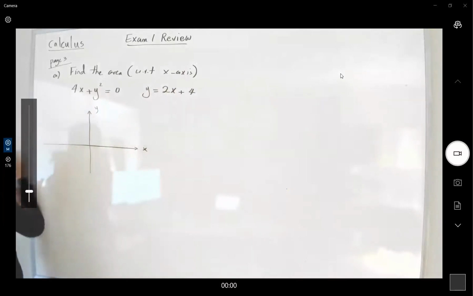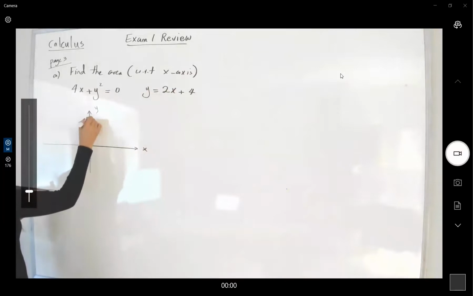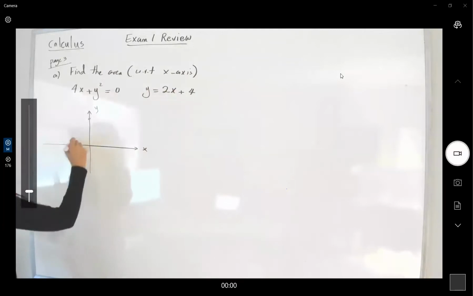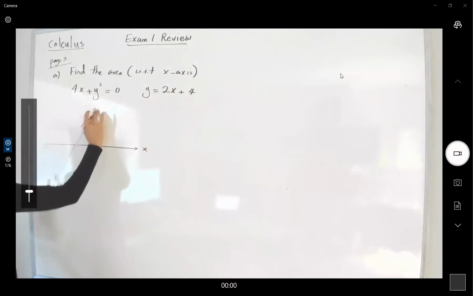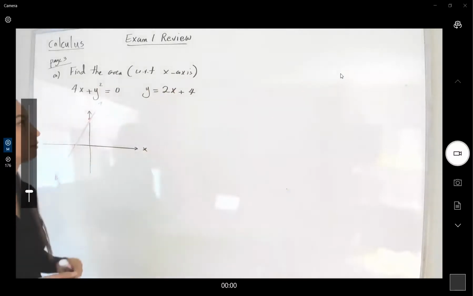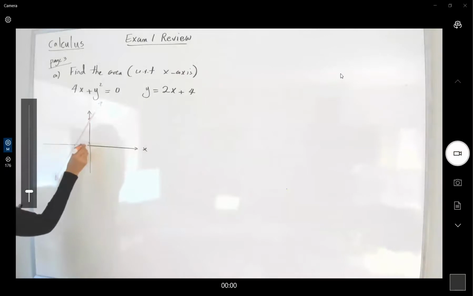x-axis, y-axis, y equals to 2x plus 4. So this is your line. And -2. So this guy is behaving like this. This is your line. And this map here, y squared equals to plus minus square root of 4x. So if you want to graph this here, the graph looks like this.